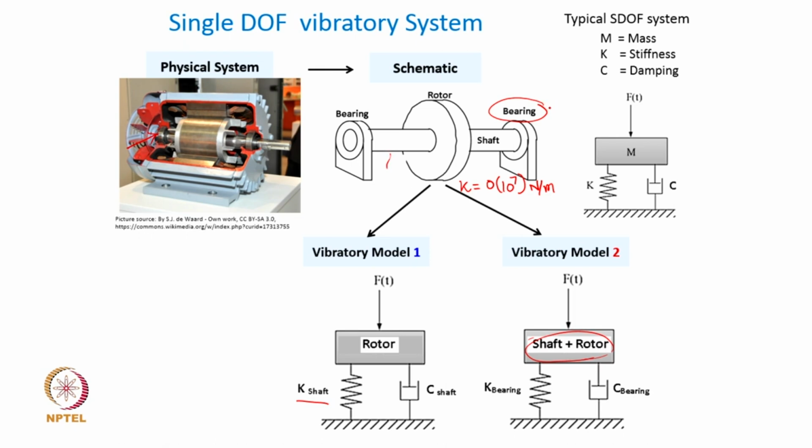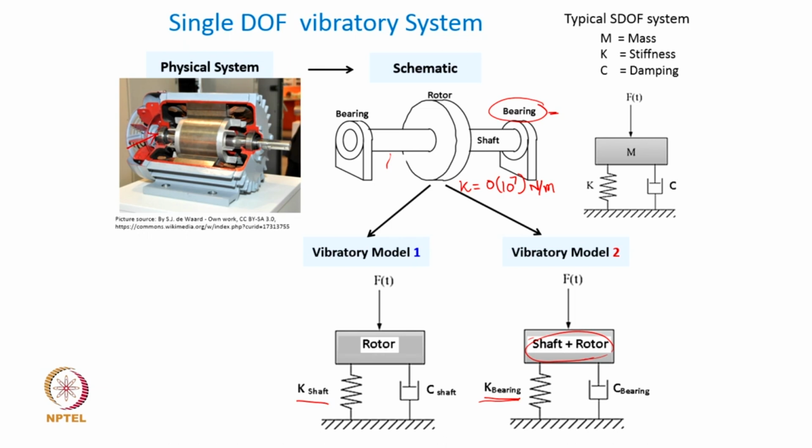Typically the stiffness of the bearing is definitely large, of the order of 10 to the power 7, not less than that. So, in such a situation I may consider the bearing stiffness as one of the stiffness elements, and then another alternate model I can have is this model.